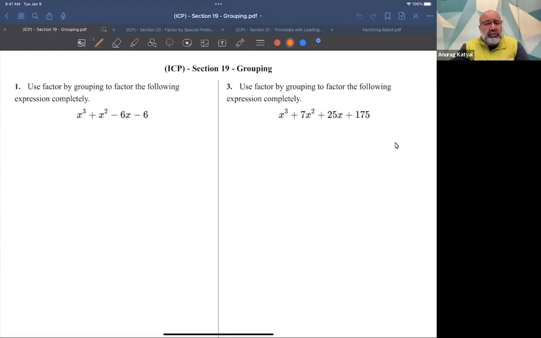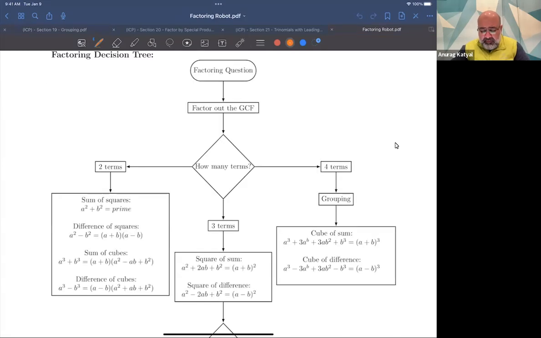Hey guys, these are some problems worked out from section 19 on grouping. Right off the bat, we have factoring questions all in sections 19, 20, and 21. So we look at our factoring robot and we see at the very beginning, we have a factoring question for all three sections. The first thing we need to consider is the GCF.